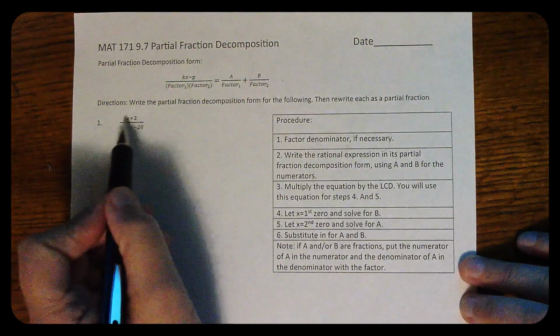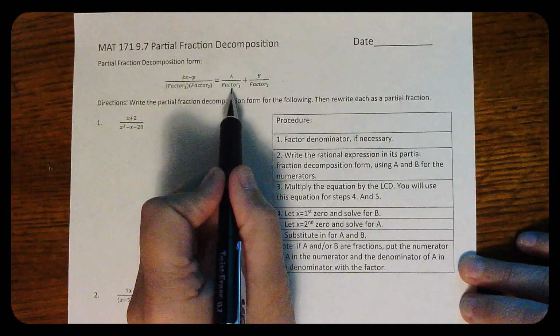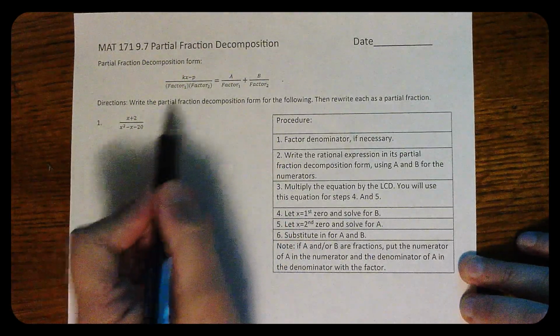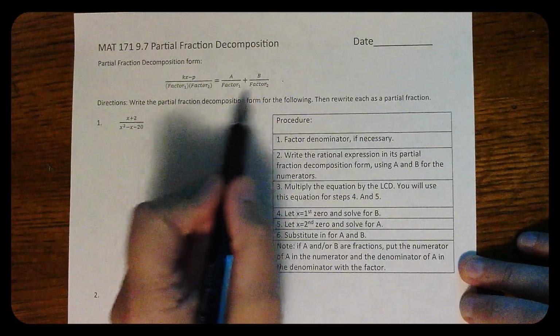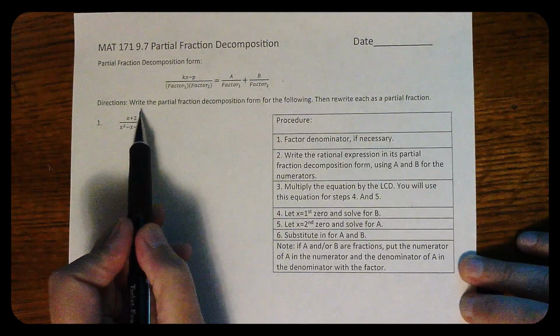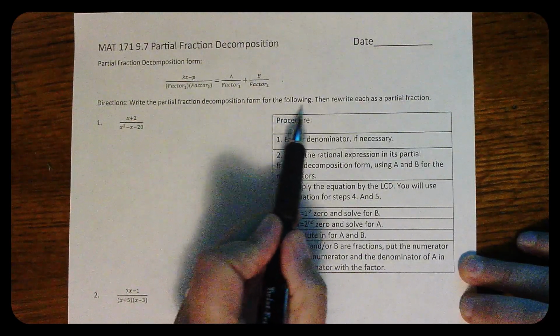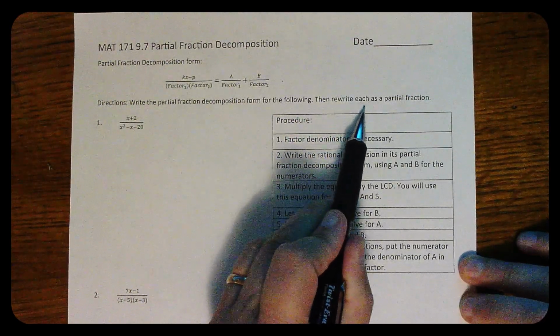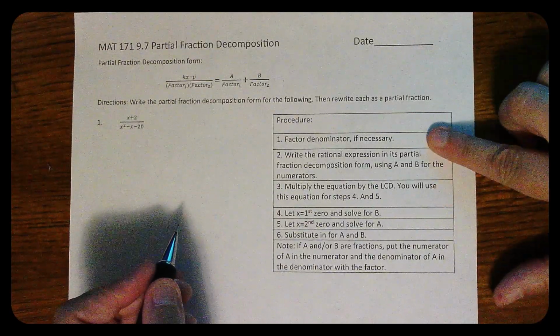So this rational expression is going to equal a over factor 1 plus b over factor 2. So that's the partial fraction decomposition form. Okay, so if the directions say write the partial fraction decomposition form for the following, then rewrite each as a partial fraction, this is what you're going to do.